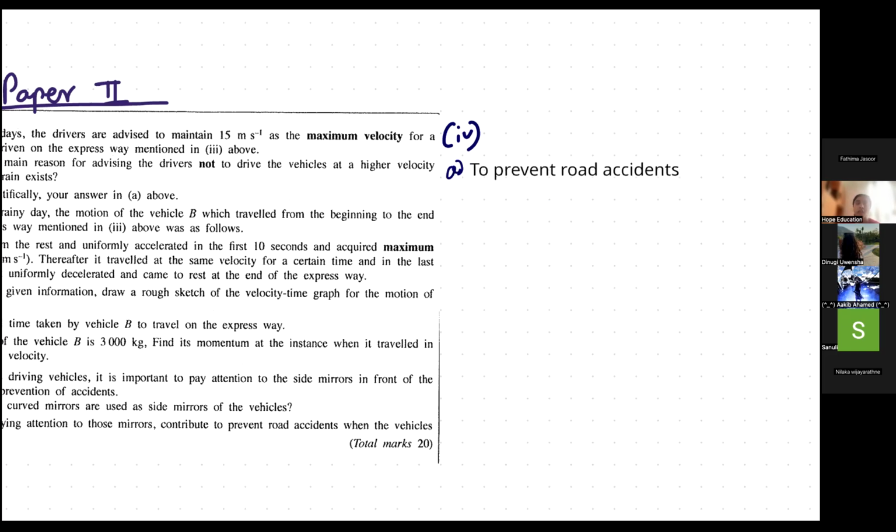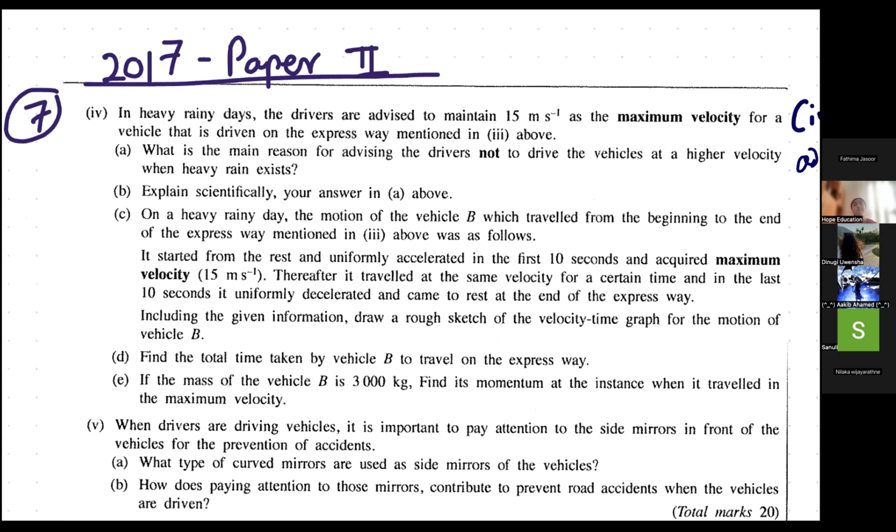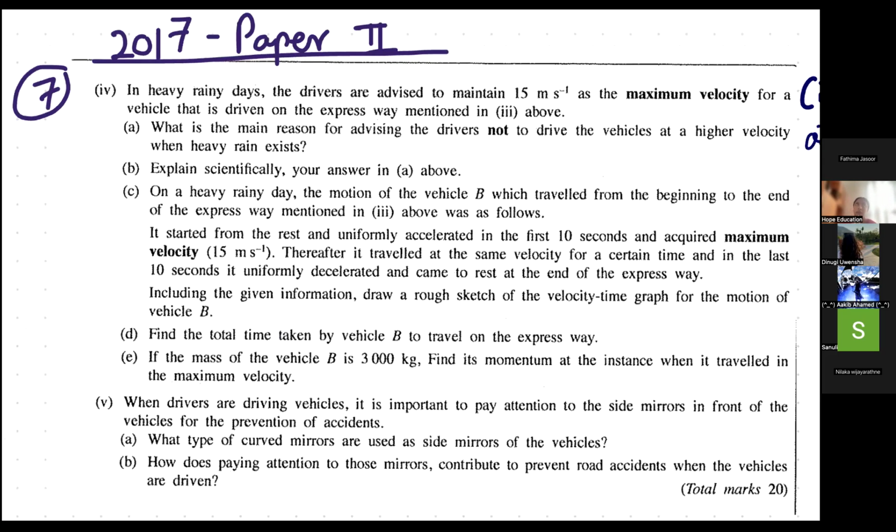Explain scientifically your answer in A above. How would you explain this scientifically? Why would there be a higher tendency for accidents to occur when there is heavy rain? How would you scientifically explain this?